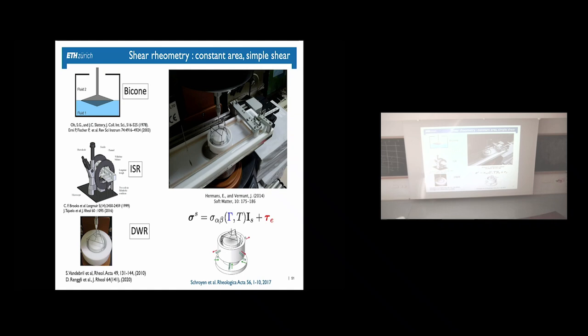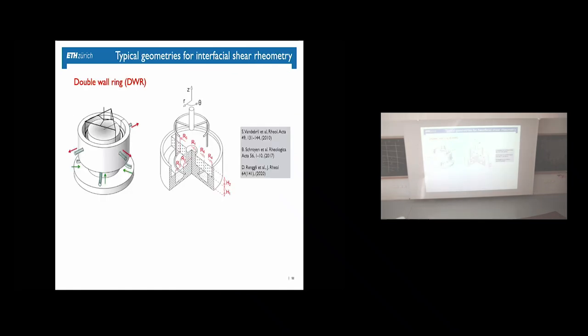Or we have solvent exchange cells that exist for the bicone or for the double wall ring, where you can, for example, have a protein. You can change pH, see how it denatures, and then measure the development of the interfacial elasticity as a function of time. Okay, good. So this is a close-up view, and you can do that.